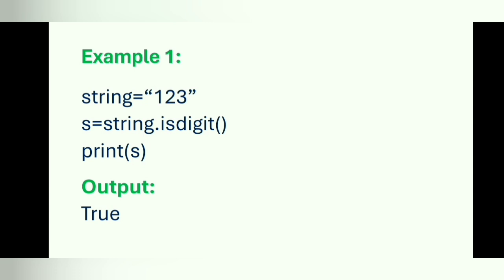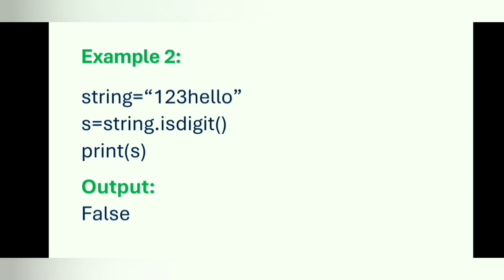To get a better understanding of the method, let's examine some examples of the string isdigit method in Python. Example 1. In this example, we assign the string value 123 to the variable string. In the following statement, we apply the string isdigit method to this string. Then the print statement prints the boolean value. Here the output is true because all the characters in the string are digits. The string isdigit method returns true if all the characters in the string are digits and is not blank, otherwise it returns false.